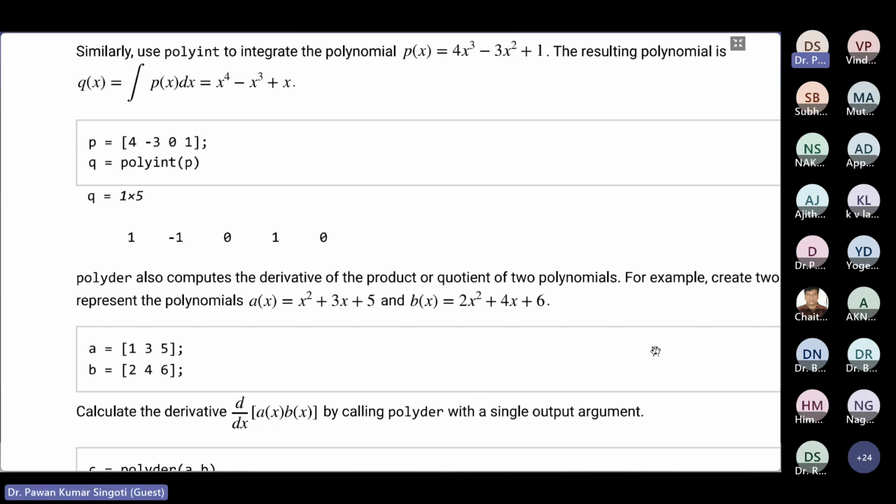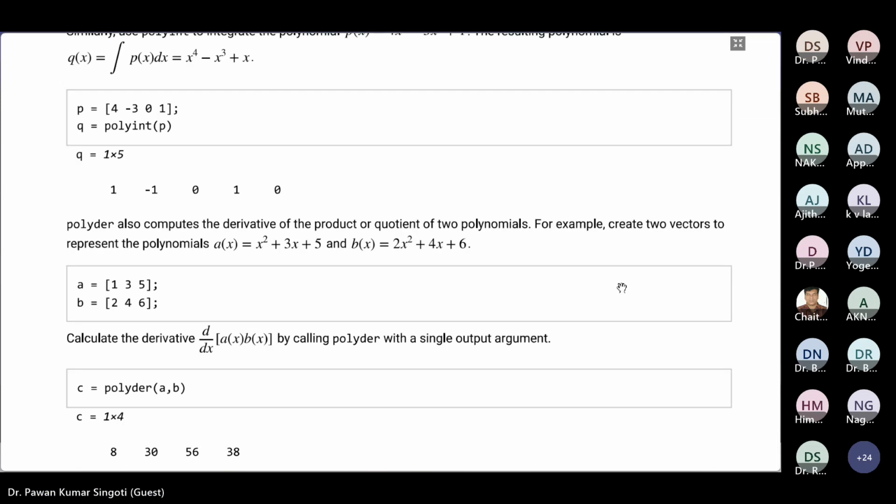Suppose there are two polynomials together and we want to differentiate them, how will we do it? For that purpose, polyder can also compute derivatives of the product or quotient of two polynomials. For example, create two vectors. Ax equal to x square plus 3x plus 5, so a will be 1, 3, 5. 2, 4 and 6 will be the second vector.